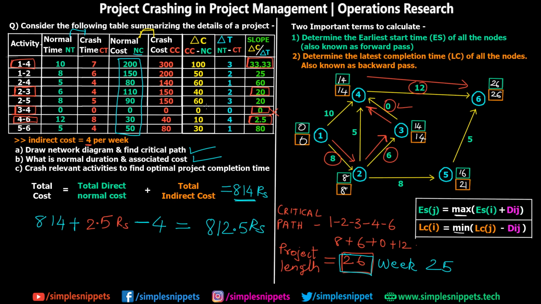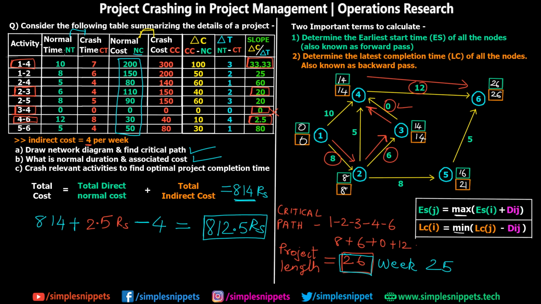So even though we reduced the time of the project by 1 week, we are still managing the total cost under 814 rupees, which means that we can still crash the project even more. So this is something that I just wanted to explain to you. Now coming back to crashing this event by its actual time.